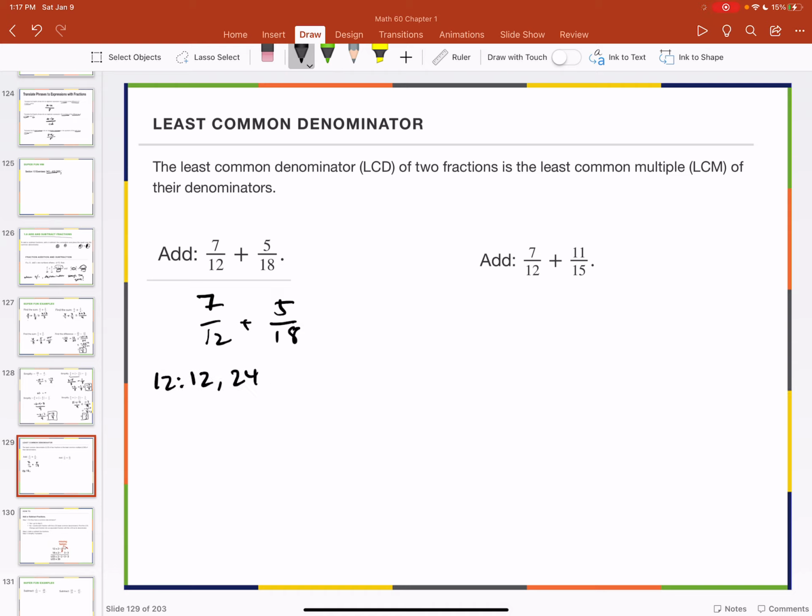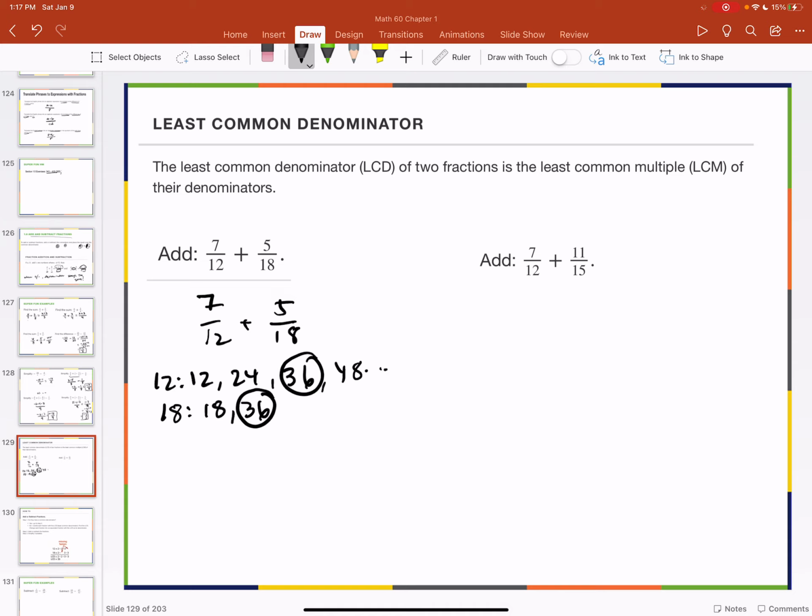We can say, okay, well, 12, what are the multiples of 12? You have 12, 24, 36, 48, and 18. You have 18, 36. Oh, hold the phone. These are the same, okay? So I needed to write 12 3 times, and I needed to write 18 twice to get to the common multiple of 36.